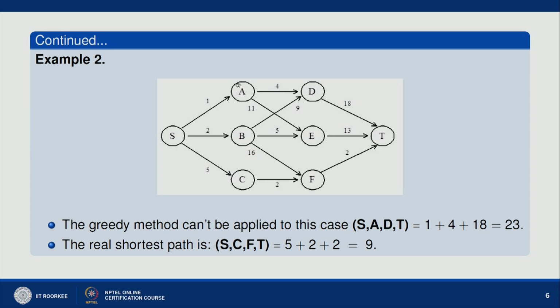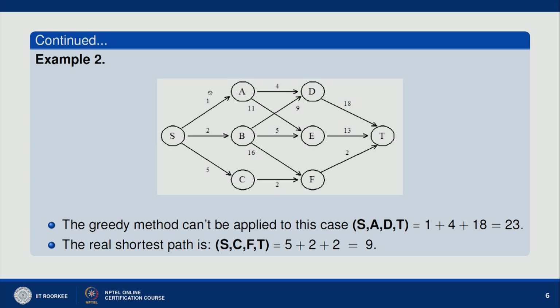Now we come to node A. From A, we are having A to D or A to E, only 2 paths. Which one is minimum? A to D is 4 units, A to E is 11 units, minimum is 4 units. Okay. That means from S to D it is 1 plus 4, that is 5 units. Now from D to T we are having only one path, that is 18 units. So, total will be 18 plus 4 plus 1, that is 23 by the greedy method.